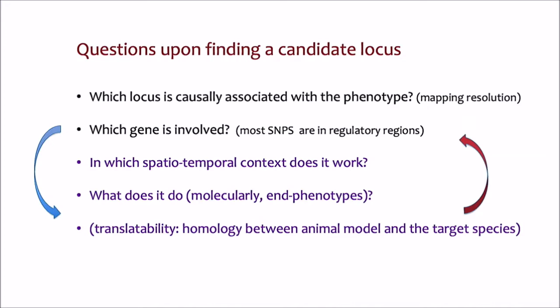So the arrows here just practically say that, of course, it's sometimes hard to answer some questions if you haven't before answered the others, but that's sometimes a little bit circular, right? So it's hard to figure out which context if you don't know which gene you should look at, right?